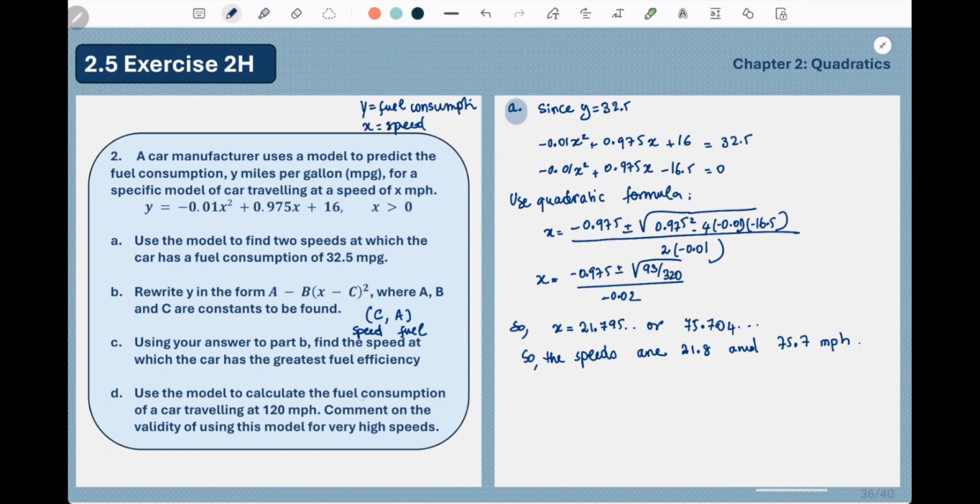Use a model to calculate the fuel consumption of a car traveling at 120 miles per hour. Comment on the validity of using this model for very high speeds. So this question is giving us the speed, and they want us to find the fuel consumption. So they've given us x, which is 120, and we need to find y. So let's first find it out, and then we can see what comments we can give.